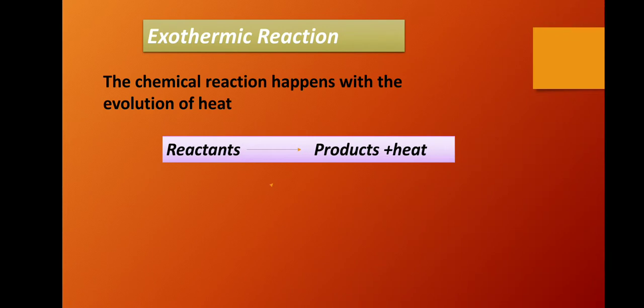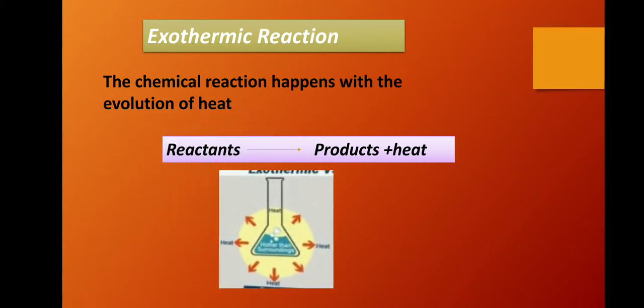Here you can see reactants. After they react, what do they produce? Product plus heat. The heat is evolved. So look at this one. Here in a conical flask, the chemicals are allowed to react. They are reacting. After that, the product plus heat is formed. So when you touch that conical flask, what will happen? It will be very hot. So the heat is evolved. So you can understand the exothermic reaction.